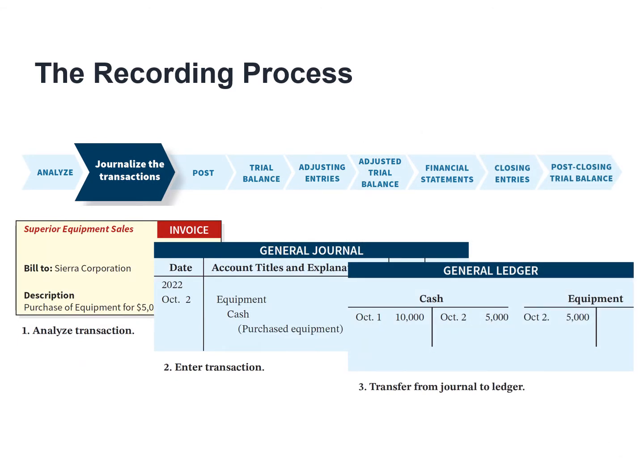The sequence of events in the recording process is shown on this slide. It begins with analyzing the transaction. Evidence of the transaction comes in the form of a source document, such as a sales slip, a check, a bill, or even a cash register document. This evidence is analyzed to determine the effect of the transaction on specific accounts. The transaction is then entered in the journal. Lastly, the journal entry is transferred to the designated accounts in the ledger.